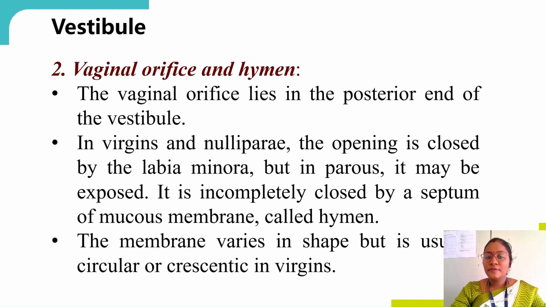The first one, already discussed, is the urethral opening. The next one is the vaginal orifice and hymen. The vaginal orifice lies in the posterior end of the vestibule, while the urethral orifice is anterior. In virgins and nulliparae, the opening is closed by the labia minora. But in paras it may be exposed. It is incompletely closed by a septum of mucous membrane, known as the hymen. The membrane varies in shape, but it is usually circular or crescentic in virgins.